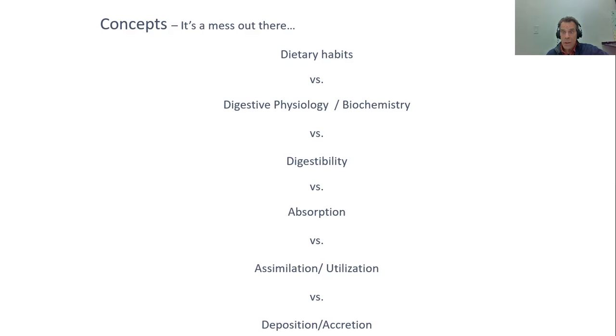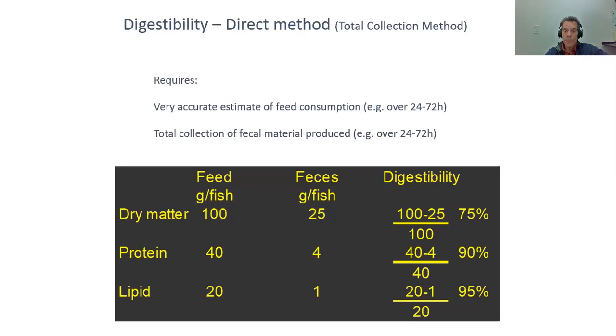Assimilation, the same way, is based on the absorption, utilization, and deposition of nutrients. So therefore, it's more advanced than digestibility. So you have to be careful not to mix up some concepts. How do we measure digestibility?